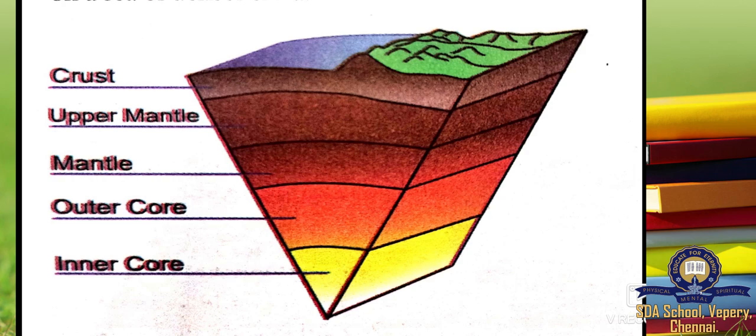The crust is the outermost layer of the earth. Its average thickness varies from 5 to 30 km. It is about 35 km on the continental masses and only 5 km on the ocean floors.